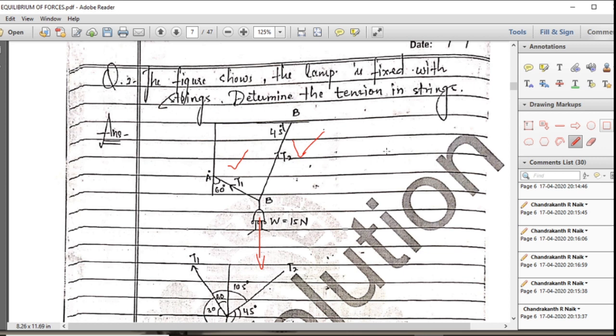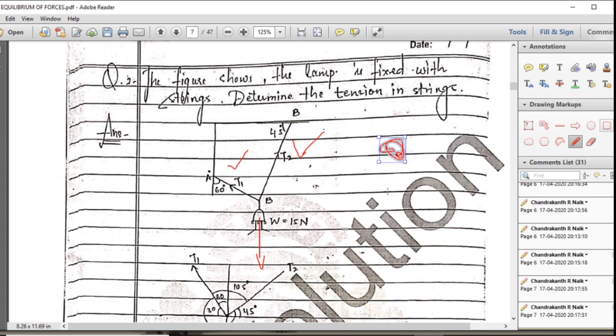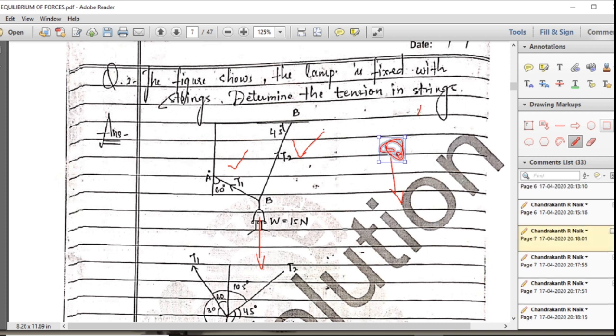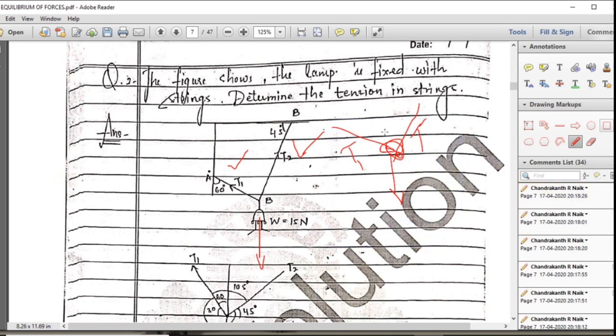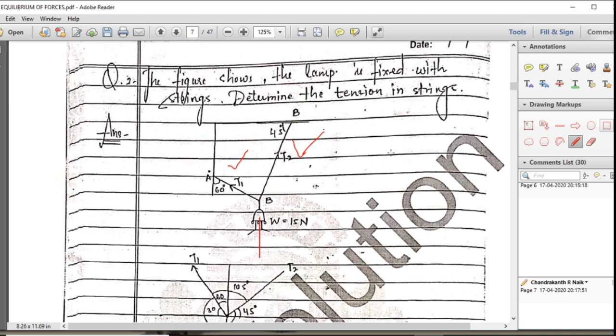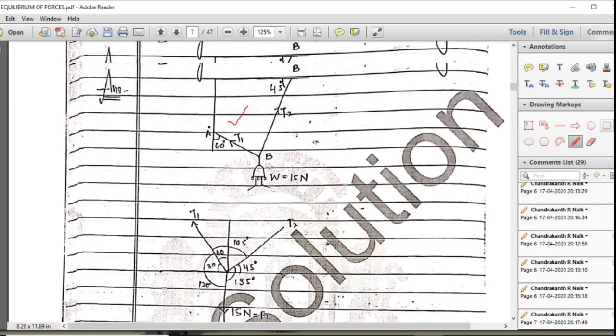How does the free body diagram look? So take a point now. So weight is acting downward, weight W, then another force is here. So T2 and T1. So this is the free body diagram. T1, this is T2, this is W. So the in-between angle we have to find out by the properties of quadrants, right?